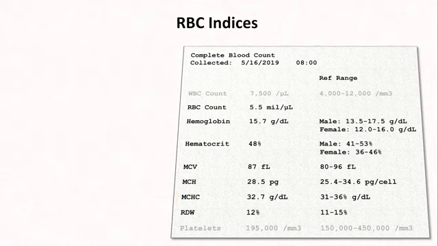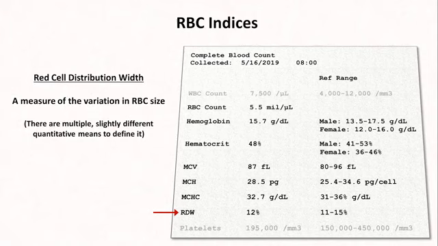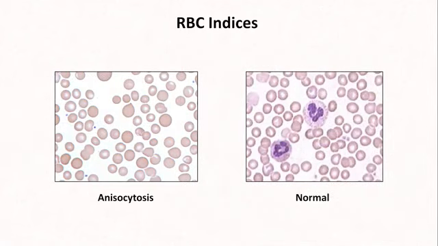And the last RBC index is the red cell distribution width, or RDW. This is a measure of the variation in RBC size. A high RDW implies a large variation in RBC sizes, and a low RDW implies a more homogeneous population of RBCs. There are multiple ways to calculate the RDW, which can confusingly give slightly different results. A high RDW on a CBC corresponds to the morphologic feature on a blood smear called anisocytosis, meaning a wide variety of cell sizes. An elevated RDW and anisocytosis on smear are both nonspecific findings, which are generally not helpful for making the diagnosis of any specific hematologic condition.